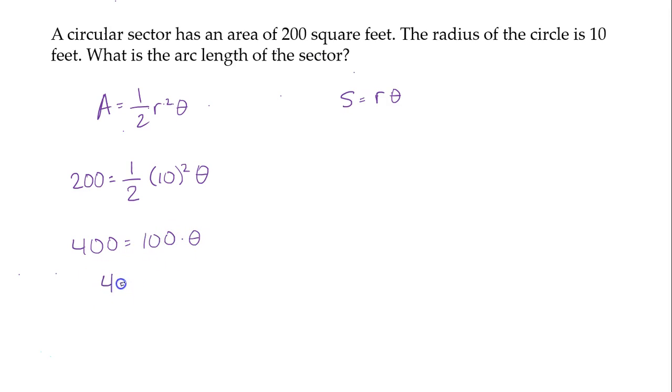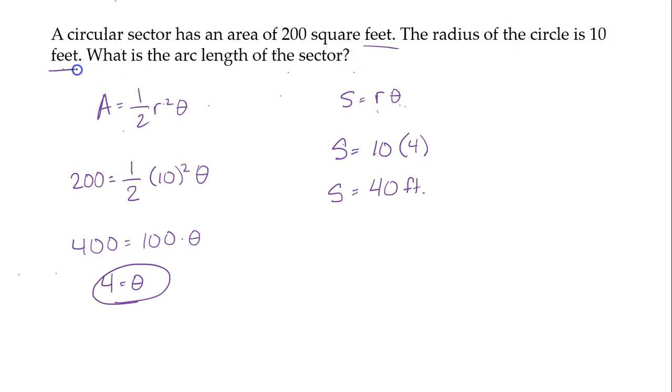So when you solve for theta, we get 4. That right there, again, is in radians. We can go ahead and plug that straight into this formula here because we're asked what is the arc length of the sector. So arc length is S equals our radius, which is 10, times 4, because that's our theta that we solved for, and that is equal to 40. And your unit of measurement is going to be in feet, because square feet here, radius is in feet also.